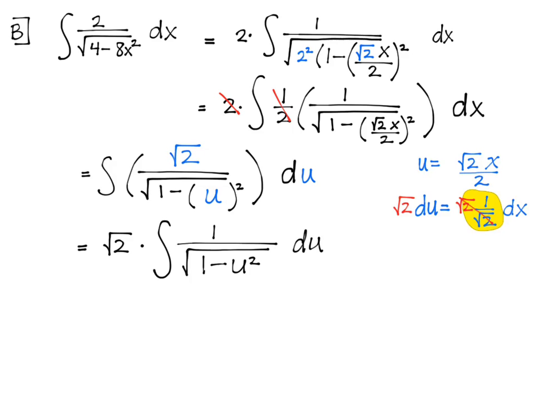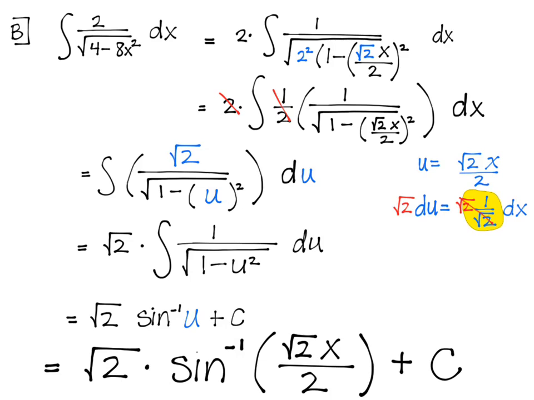And pull the constant out, and I can see that I'm left with arc sine. So I've got the root 2 arc sine of u plus c. Resubstituting back in, we've got the answer to the problem.